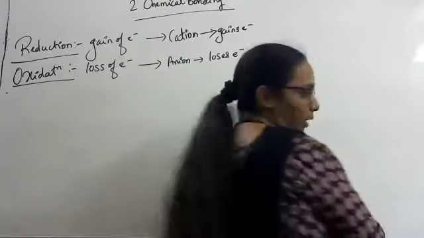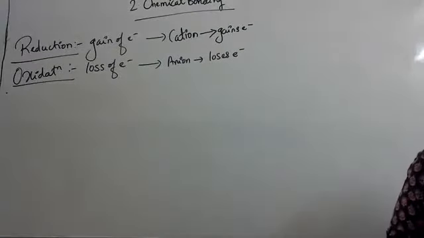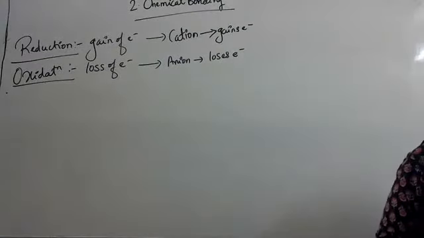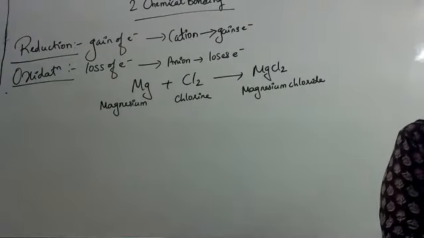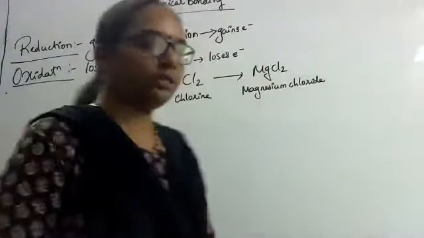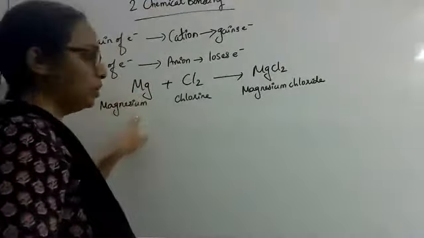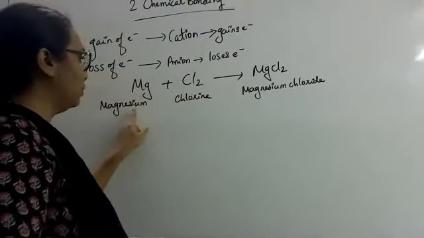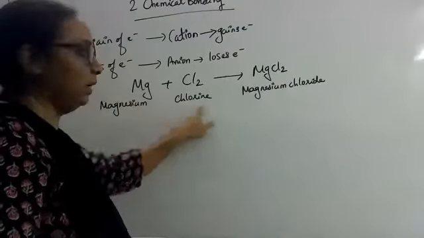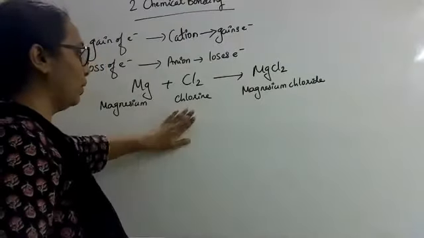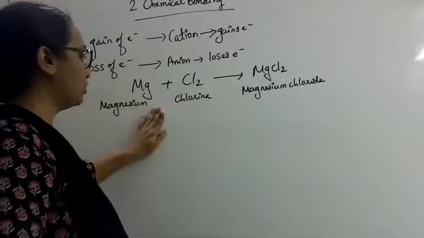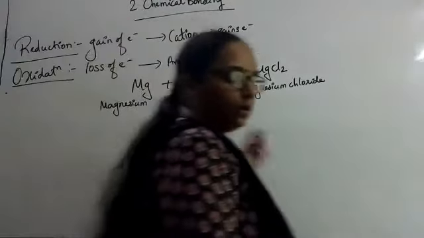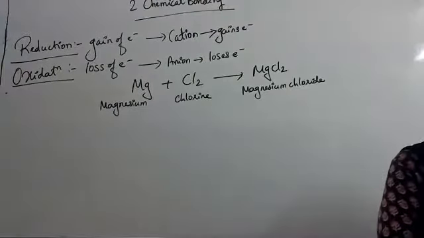We'll take an example of magnesium chloride. Is the screen clear? Can everyone see? Yes, ma'am. Okay, so we'll see the next example of a redox reaction, that is magnesium plus chlorine. Magnesium reacts with chlorine to form magnesium chloride. So now please try to tell me which undergoes oxidation and which undergoes reduction.